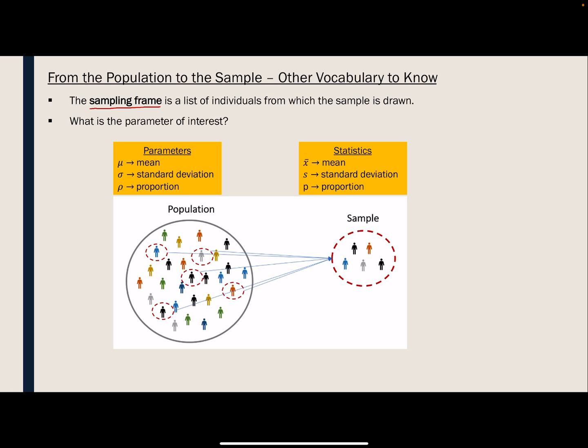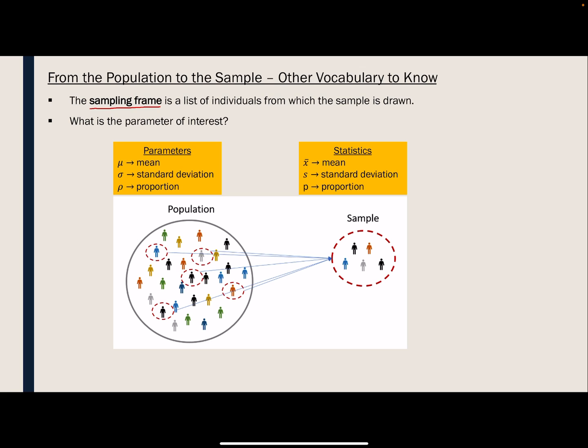Now, you heard me kind of say that when I was talking about my example with the HCC faculty, that I could make a list of all of the faculty, and then I could do a simple random sample from that list. Well, that list of the faculty would be my sampling frame. The question is, is the sampling frame always the same as the population? And the answer to that is no. And so I would hope your next question would be, well, why wouldn't it be?